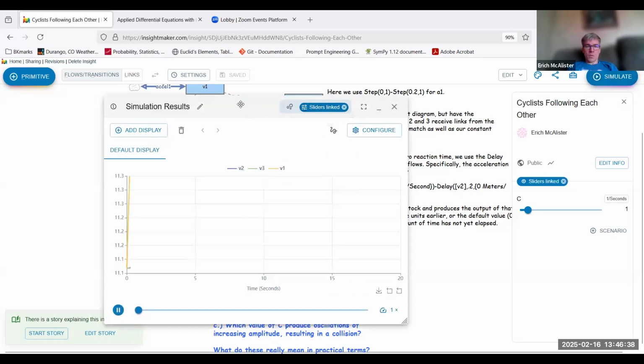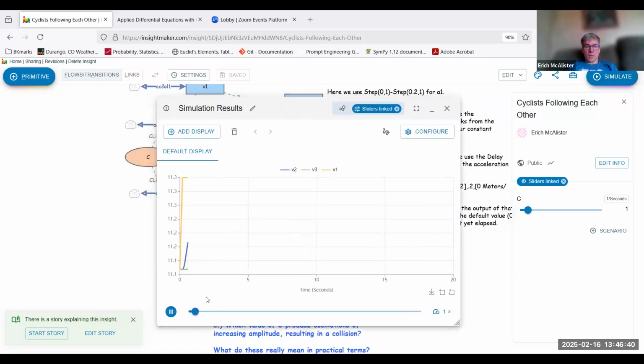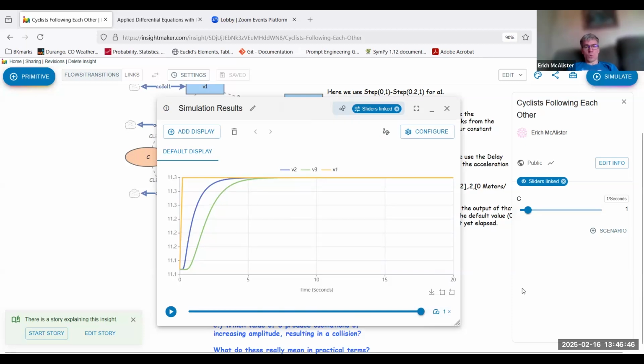So right now, this gives me how the solutions behave when C equals 1. And one of the things I'm going to point out is when the students look at this, some of them initially say, the first thing that happens is rider 1's velocity increases for 0.2 of a second and then stops changing.